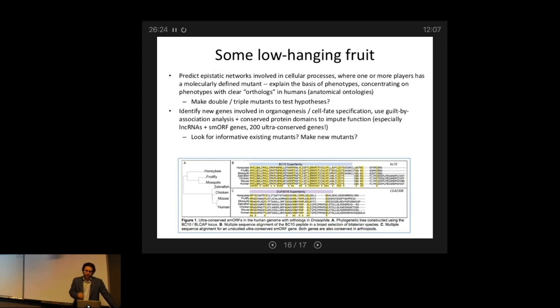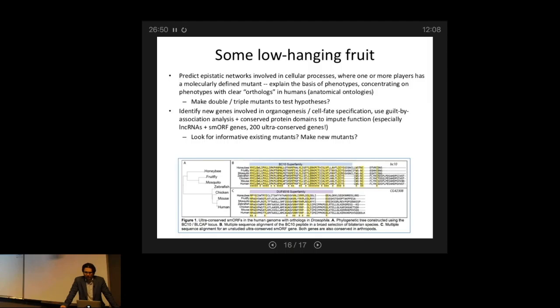And so lastly, just pointing to some low-hanging fruit, and this is something we should all brainstorm about collectively. Everyone should write in ideas. It's really obvious that predicting epistatic networks involved in cellular processes where one or more players has a molecularly defined mutant, that's a really straightforward thing to do. Half the genes in zebrafish have been knocked out, so we should be able to make some headway there.